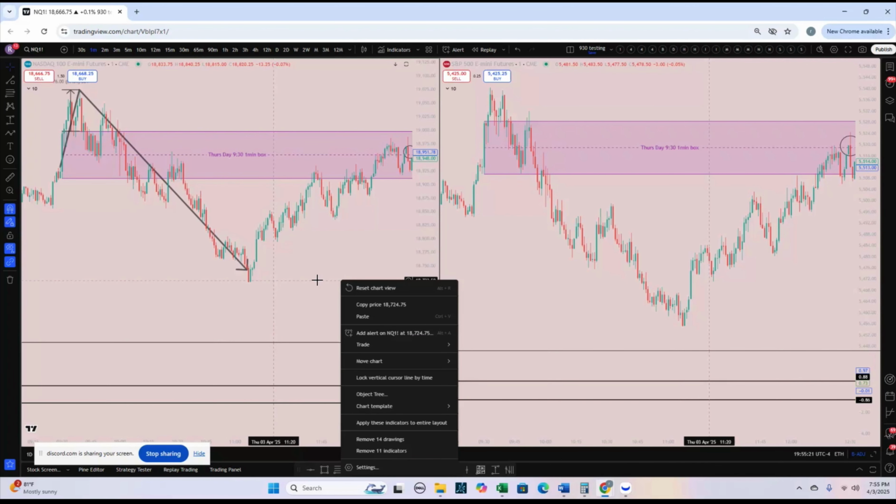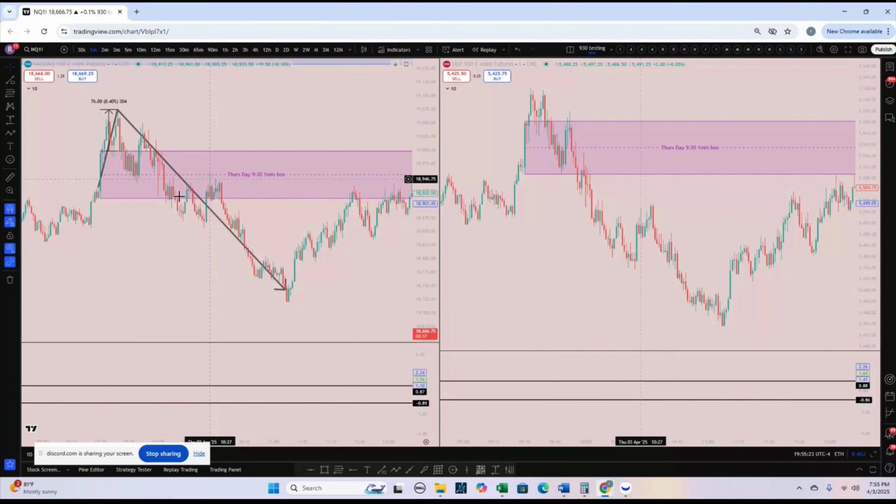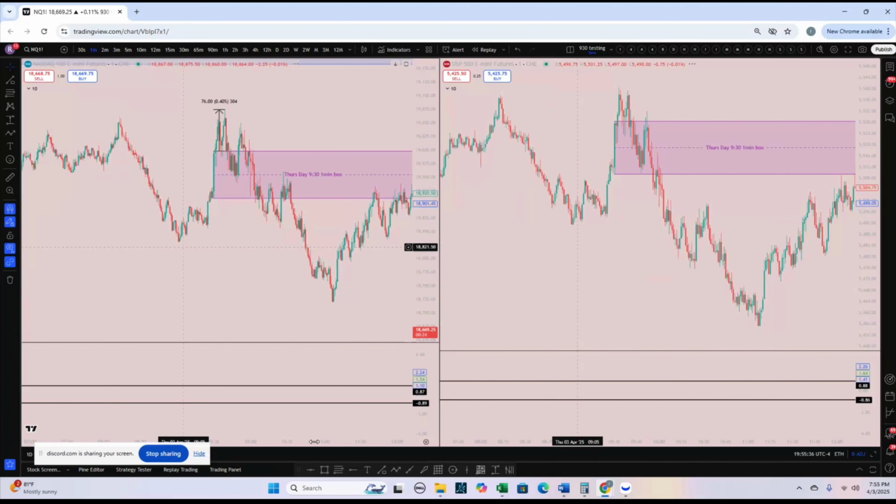And even if you don't get it here, you got your retracement back into the 930 box, right? Also known as the blender. And then you get a tag at the 50% level here and then drop down, right? Let's go to Tuesday.